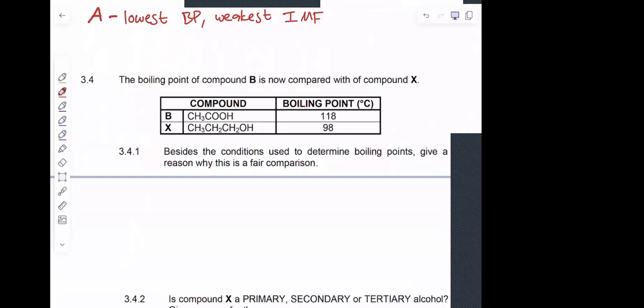Debuho's got that one there. They have the same molecular size, right? Same molecular size, same molecular mass. So these two compounds have the same molecular mass. Therefore, it's going to be relatively a fair comparison, right? So they have the same molecular mass or molecular size.